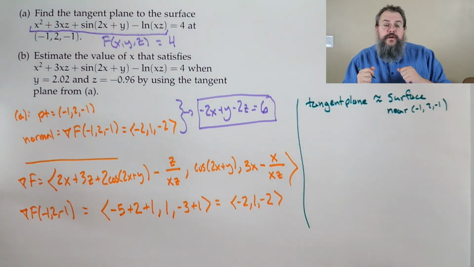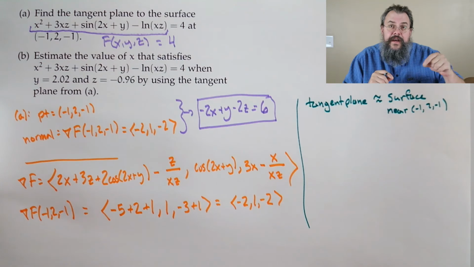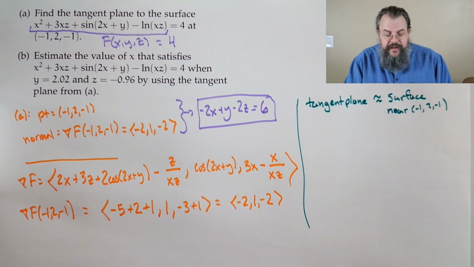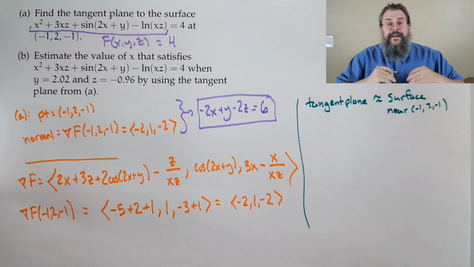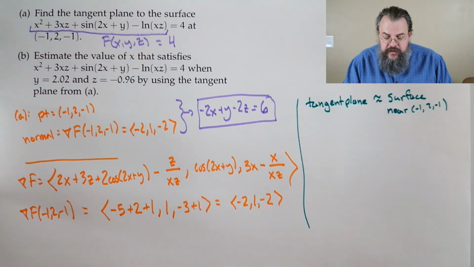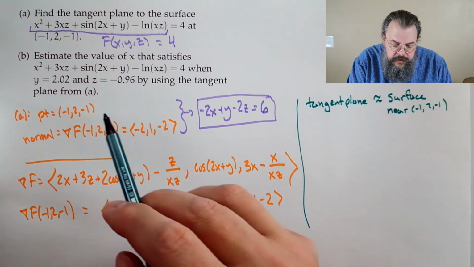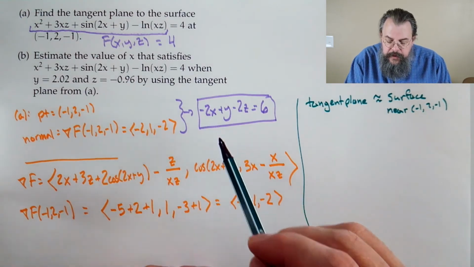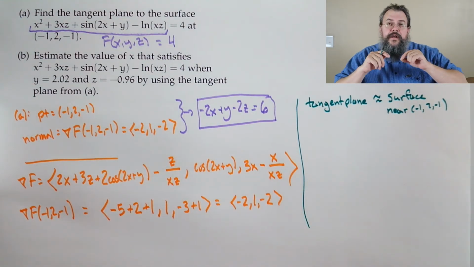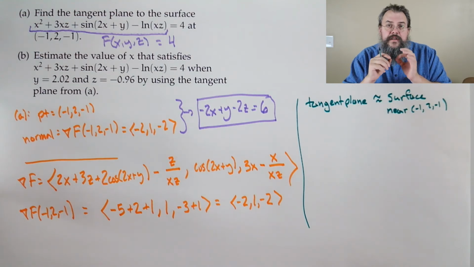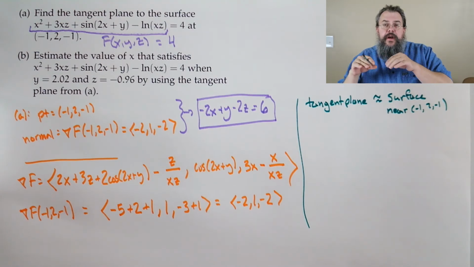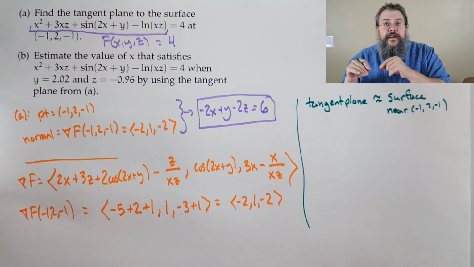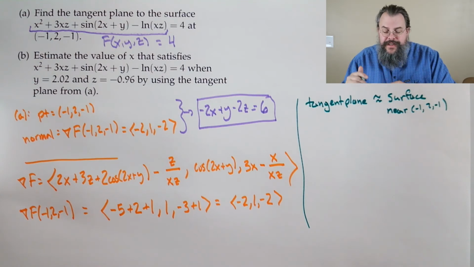So what we can do is use the tangent plane as a stand-in. That's why it says, by using the tangent plane from part A, because the tangent plane acts like our surface nearby. So what can we do? Well, we literally just do what it tells us to do. It says plug in y and z, and we can solve for x. Because what we're really doing is saying, use what you know about y and z. If you know y and z for the plane, you know x for the plane, and that would be an approximation for the surface.